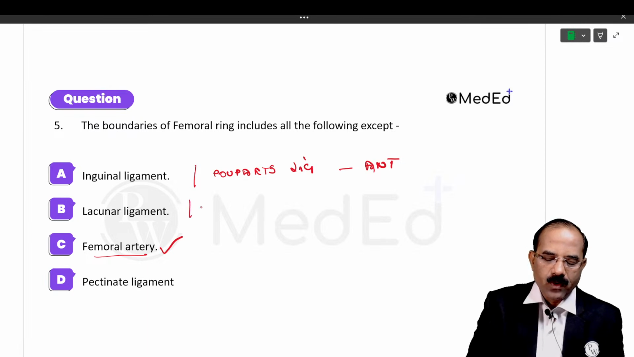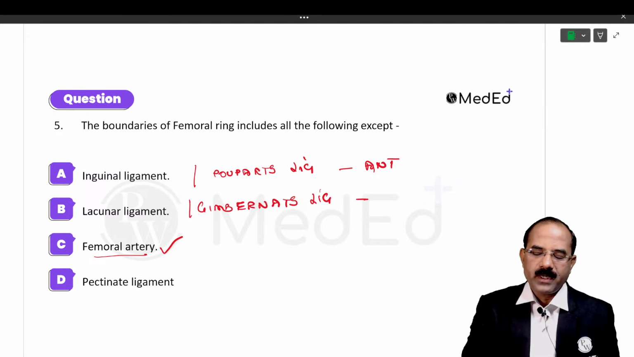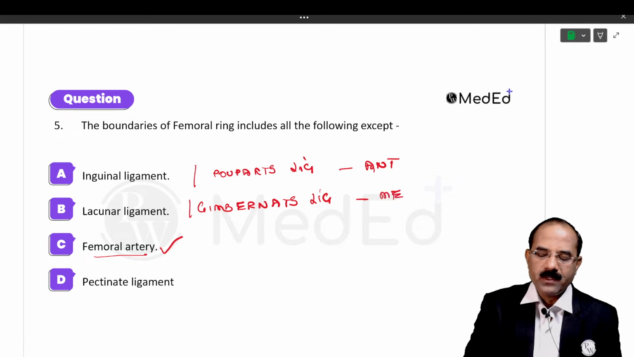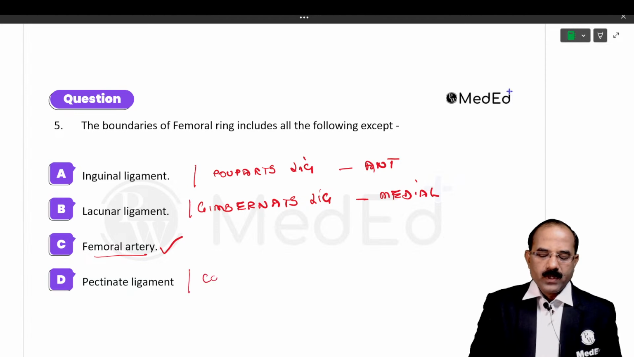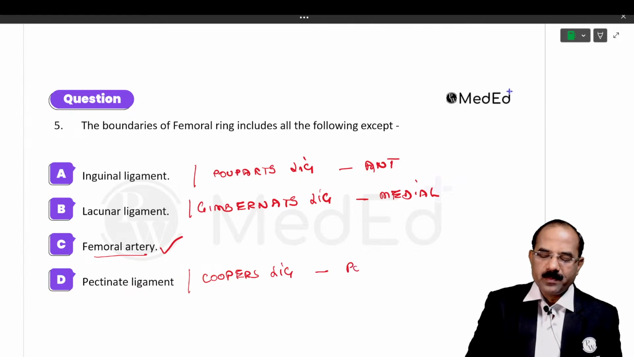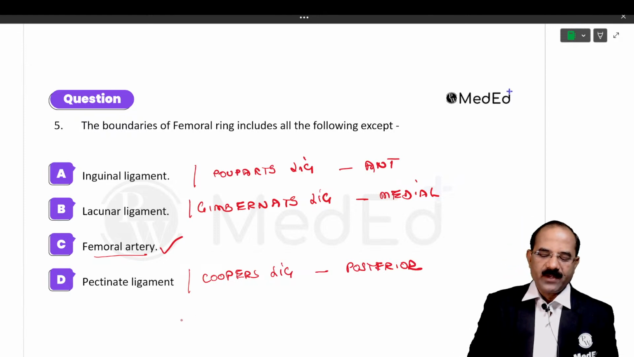Lacunar ligament is also known as Gimbernat's ligament. Remember all this, children. These are all very important MCQs. Gimbernat's ligament. What boundary does this form? Medial boundary. Pectineal ligament is also known as Cooper's ligament. And what boundary is this going to form? The posterior boundary. Now what is left, children? The lateral boundary.